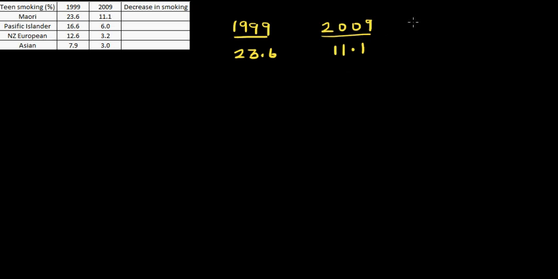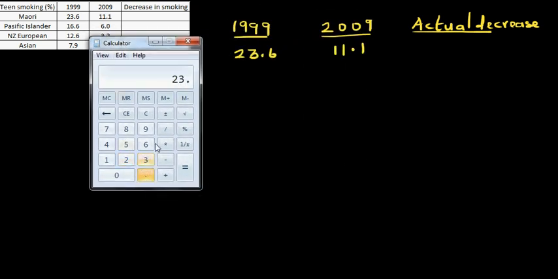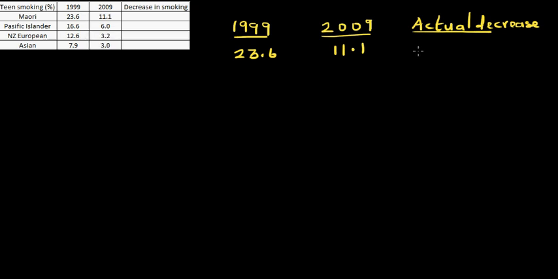I'm going to explain this in two ways. So what's the actual decrease? Actual decrease in percent would be this minus this. Let me get a calculator. This is 23.6, take away 11.1. So the actual decrease is 12.5%. But this is not the percentage decrease. This is the actual decrease.